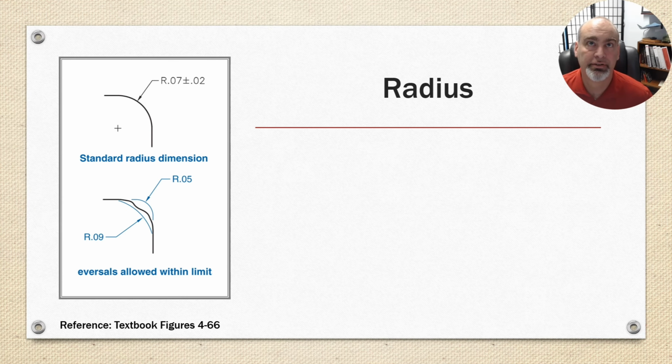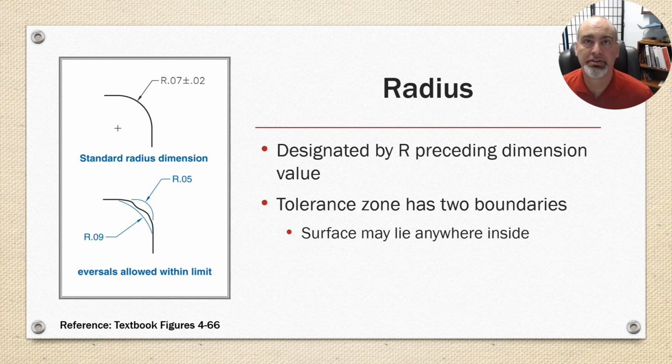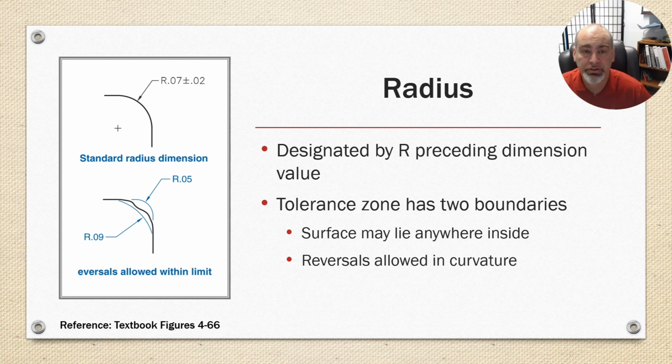Okay, radius is designated by an R preceding the dimension value. The tolerance zone has two boundaries. The surface may lie anywhere inside, and you can reverse the allowed curvature within that boundary. So it doesn't have to be consistent all the way across as long as it's within the boundary.